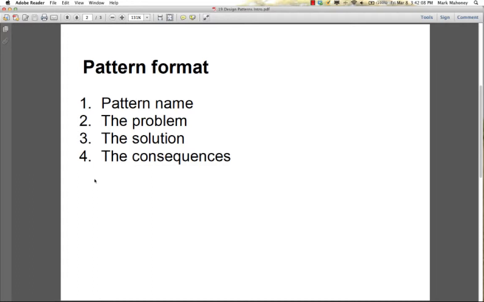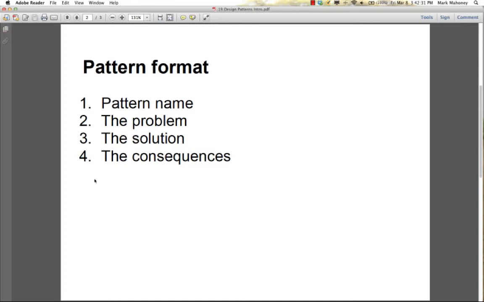Okay. So in general, a pattern has 4 essential elements. Every pattern has a name, and this is a short phrase that becomes part of our vocabulary to increase communication between team members. So it's not uncommon to say things like, oh, that sounds like an observer, or that sounds like a singleton to me, where observer and singleton are the names of patterns.